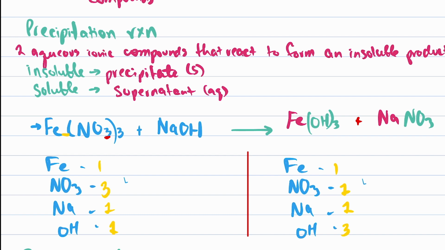All right, so now we're going to make the match. So we have iron 1 and 1, that's good. Nitrate 1 versus 3. So I select the lesser number, which is 1. 1 times what equals 3?